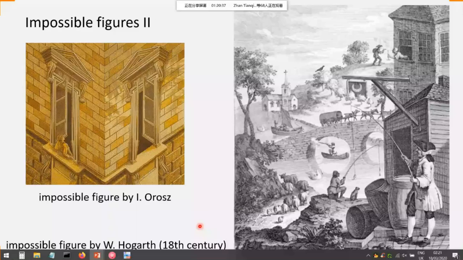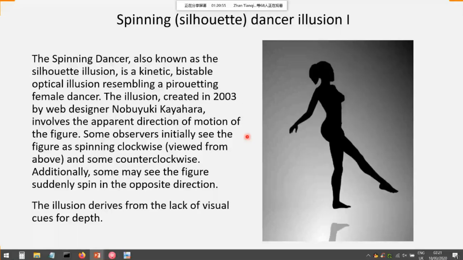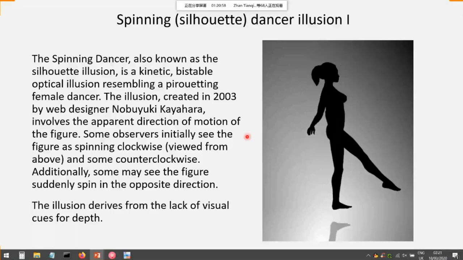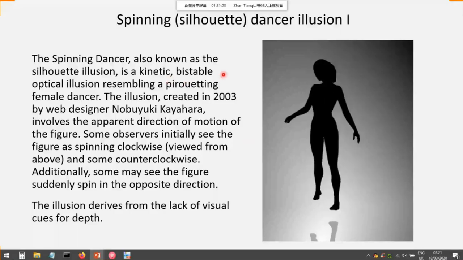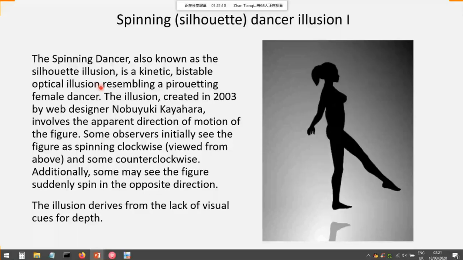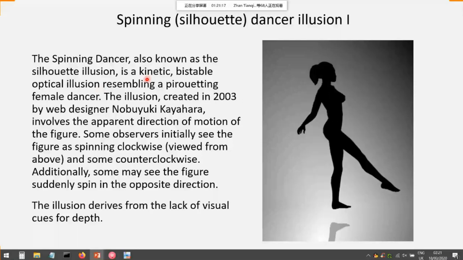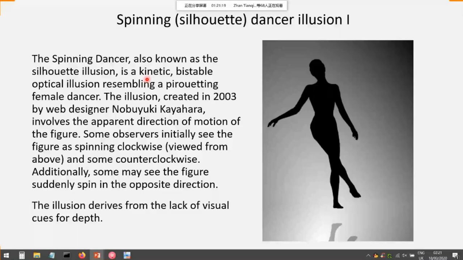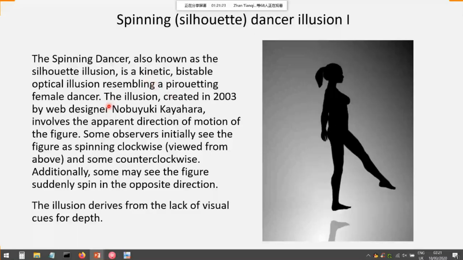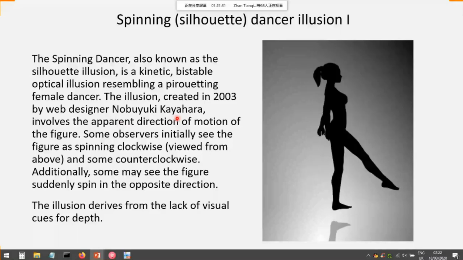And the next one is also about animation. I hope you can see that. It's very fascinating. It's the spinning dancer or silhouette illusion. The spinning dancer, also known as the silhouette illusion, is a kinetic, bistable optical illusion. So it's also an example of a bistable illusion. But here you have animation as well. Therefore, it's kinetic, so that means there is movement. This illusion resembles a pirouetting female dancer, and it was created in 2003 by the web designer Nobuyuki Kayahara, obviously from Japan.